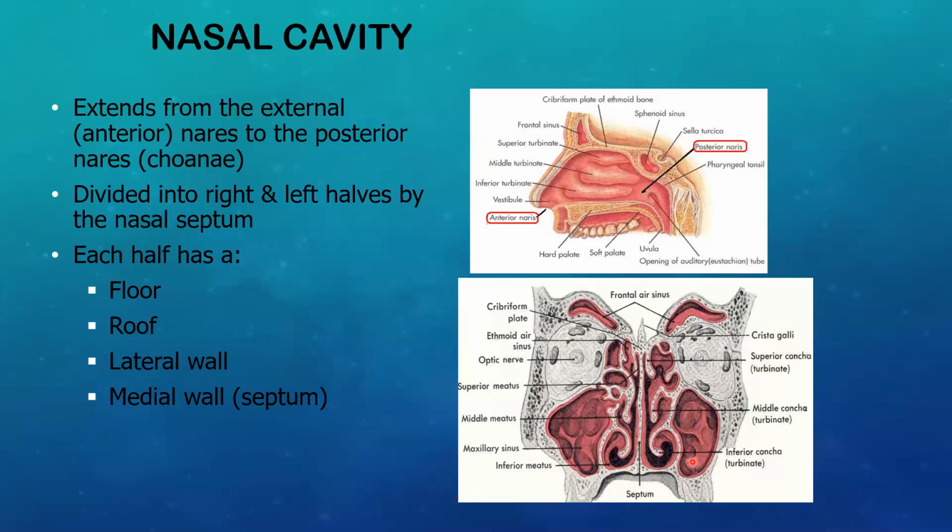So these are the boundaries of the nasal cavity. Anteriorly, anterior nares; posteriorly, posterior nares or internal nares or choana. Above, roof. Below, floor, lateral wall, and the medial wall, which is known as nasal septum.